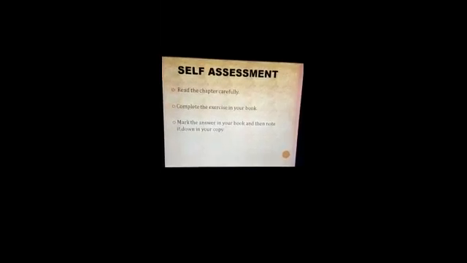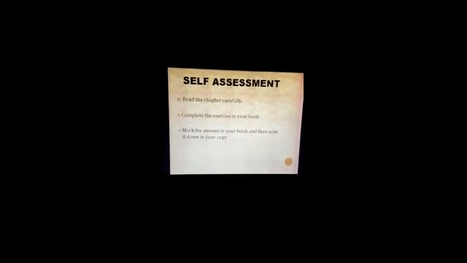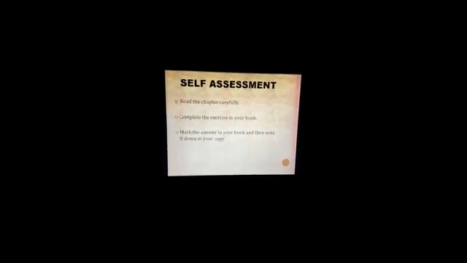Now it's time for self-assessment. Students, you have to read the chapter carefully, then complete the exercise in your book. Mark the answer in your book and then note it down in your copy.